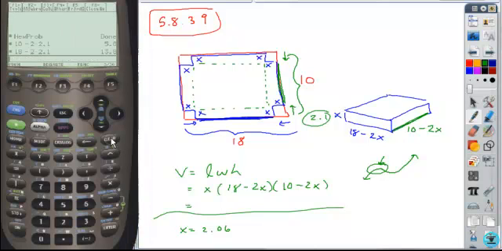So you see right here, if we took our expression 18 minus 2 times 2.1, you get 13.8. So this is 13.8 for its dimension. And then 10 minus 2 times 2.1 gives you 5.8. And so you have your 3 dimensions. Again, the order of it, it should specify how it wants you to enter the order.